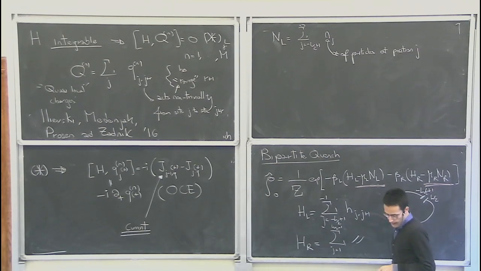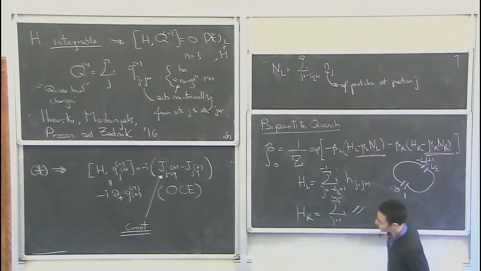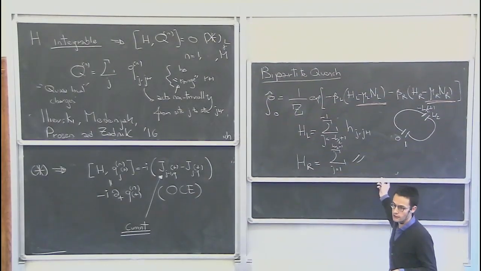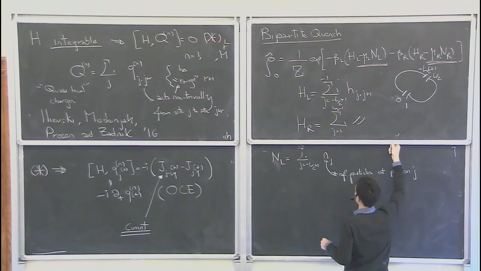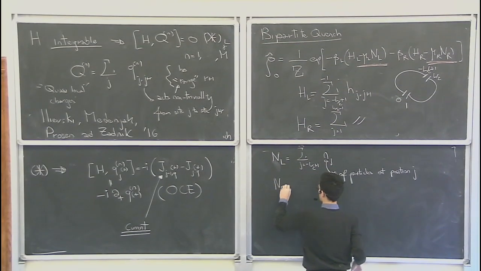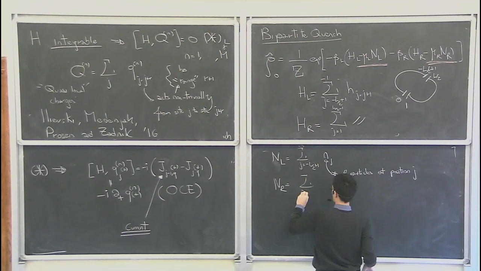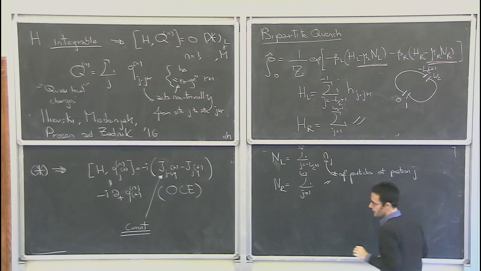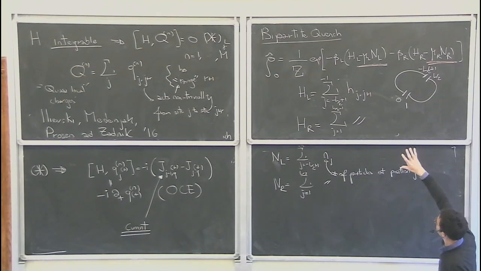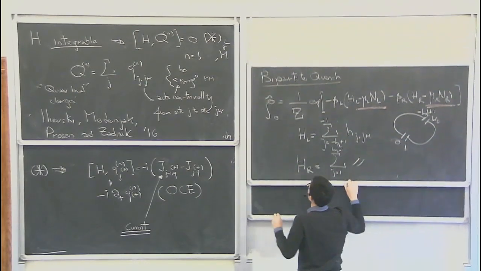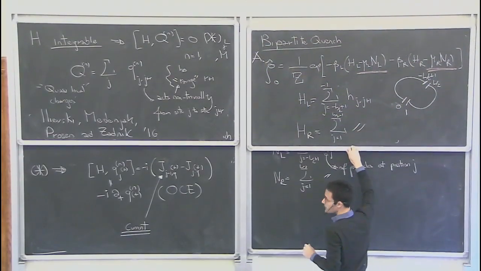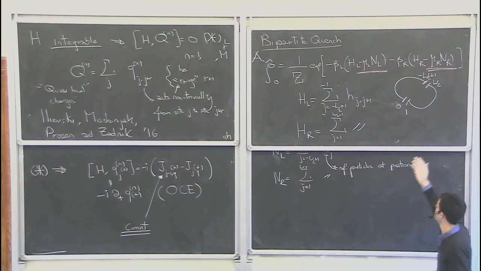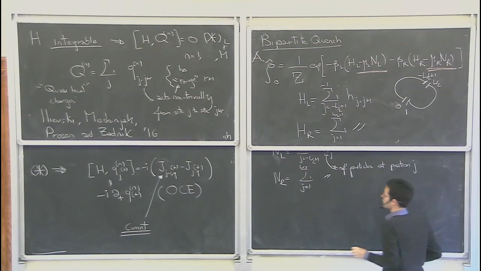Okay? And finally, of course, Z is the normalization constant, so it's the trace of the operator I wrote. And N_R is the sum from 1 to L over 2, the same thing. Okay, and now this is stage A of my bipartite quench. Stage B is I evolve with a homogeneous Hamiltonian, right?